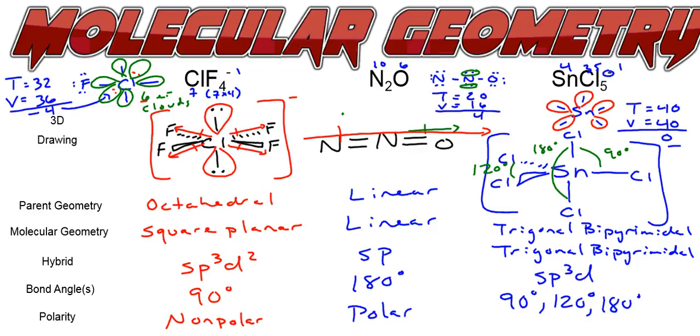And then finally, is this polar or nonpolar? Well, it is completely symmetrical. This is nonpolar. Just so you've seen it, if I had to show bond dipoles, the chlorine pulls more than the tin. So it's going in 5 opposite but equal directions. So those are some things that you'll have to be able to answer on any molecular geometry problem.